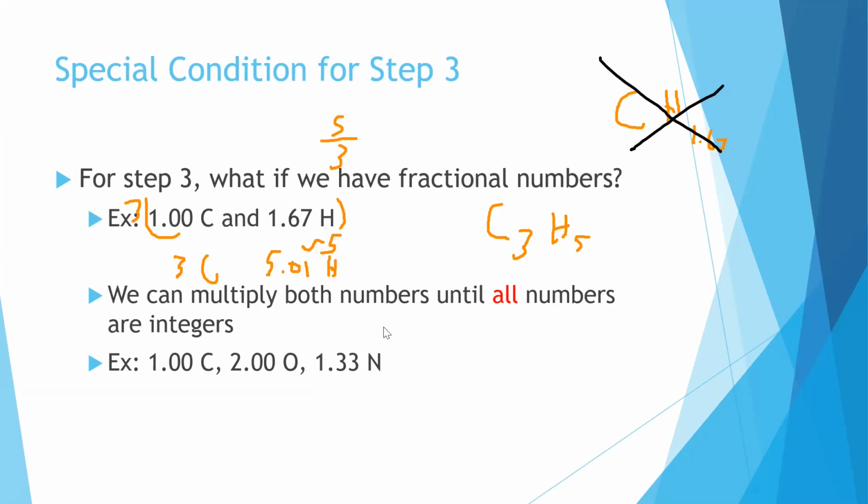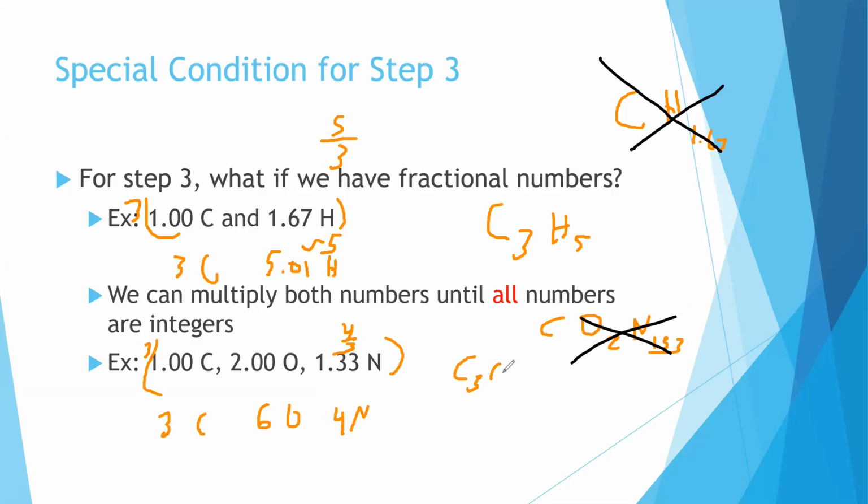So here's another example. This is not CO2, and 1.33 is completely wrong. You notice that this is around 4/3. So you multiply everything by 3. And you get 3 carbon, 6 oxygen, 4 nitrogen. So C3O6N4. The order really doesn't matter for which way you put the elements, but carbons are usually first if they're present.